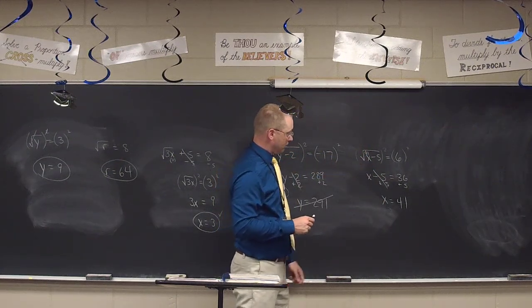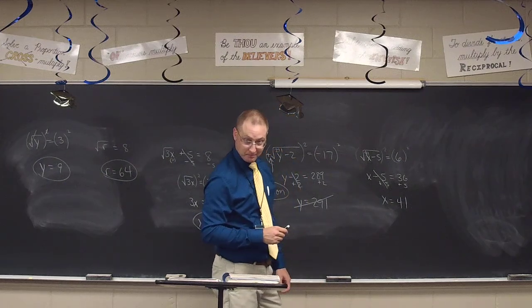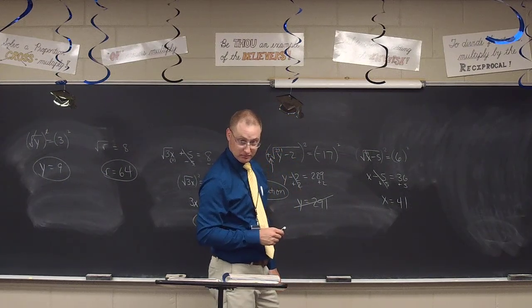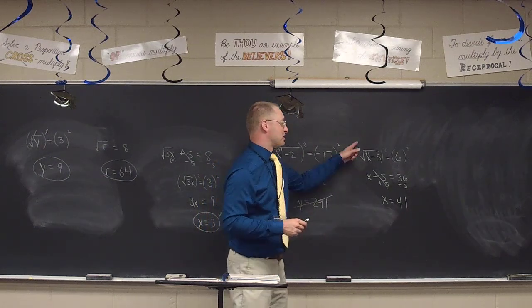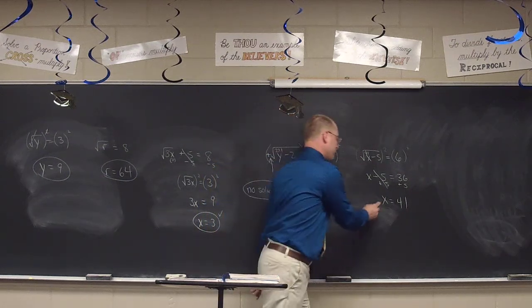What's 41 minus 5? 36. And what's the square root of 36? 6. And so it checks out.